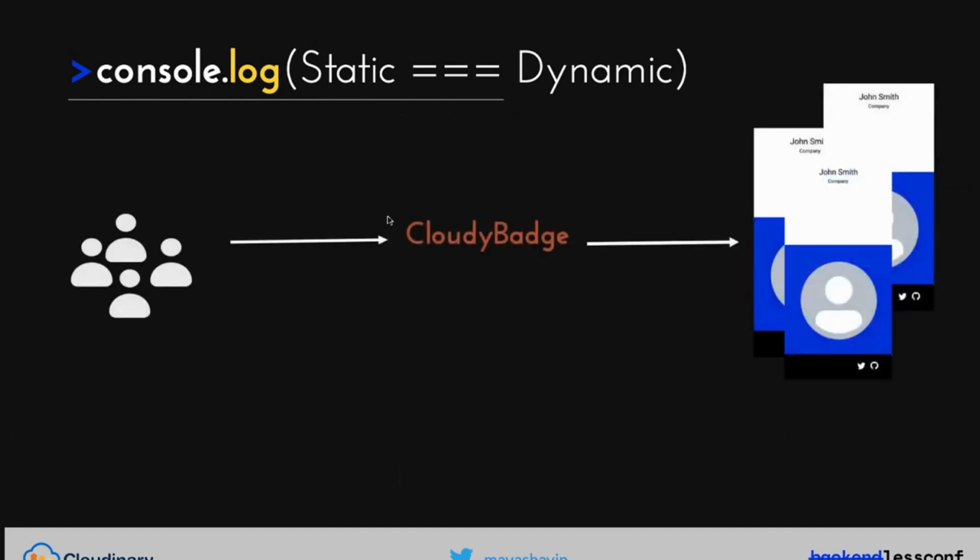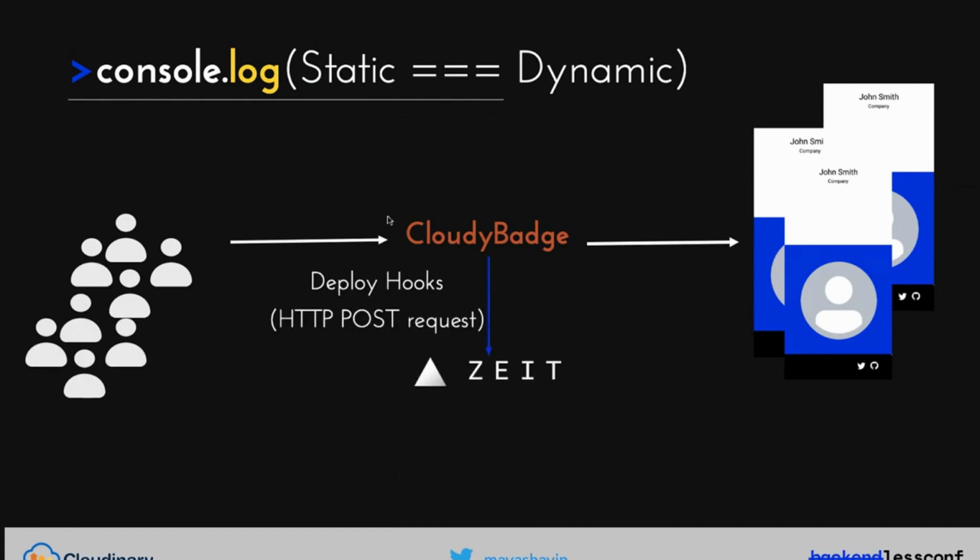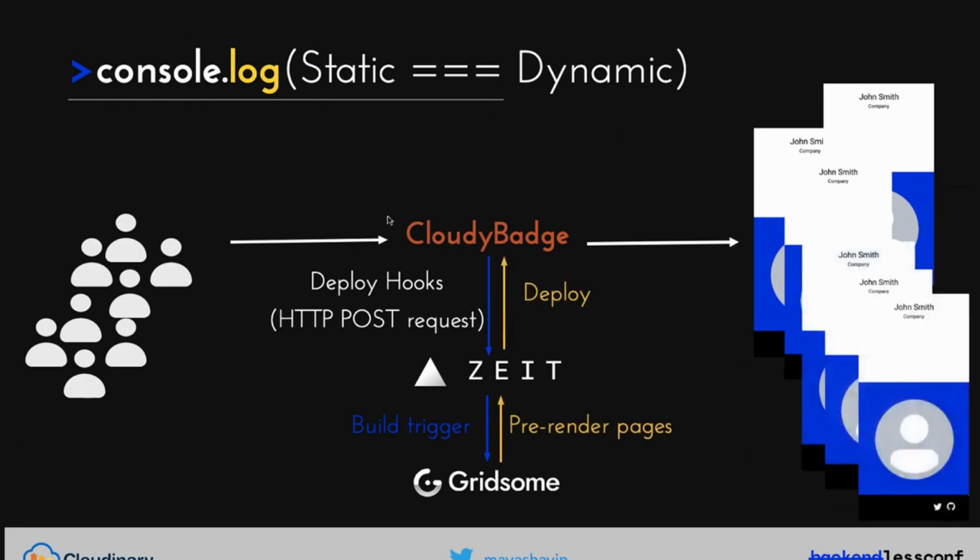We have attendees register to Cloudy Patch, and Cloudy Patch will generate all the information in a list of batches based on the list of attendees. If more users register to Cloudy Patch, the database will trigger deploy hooks through an HTTP request to Zite, and Zite will trigger the build done by Gridsome. Only after Gridsome finishes building the application and rendering the pages again will it deploy the new version of Cloudy Patch, and then users can see the new updated information live.